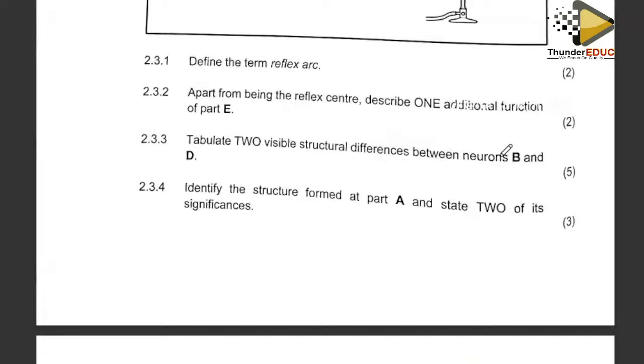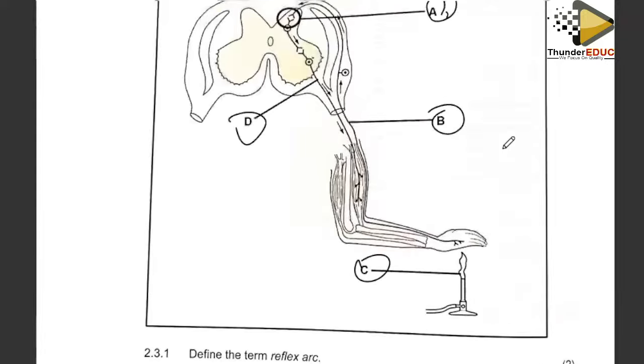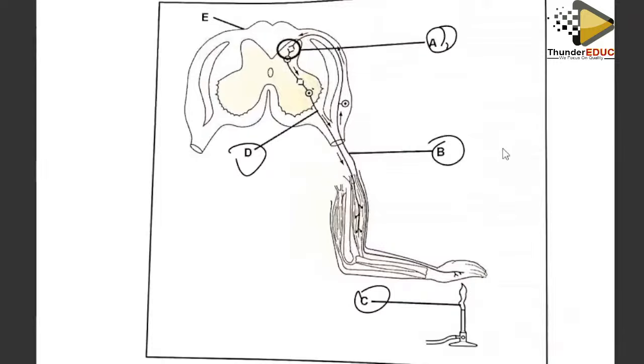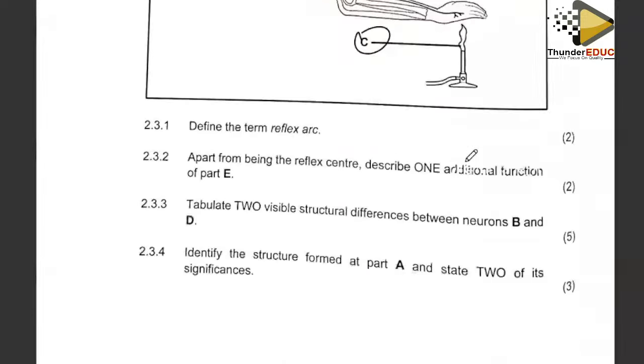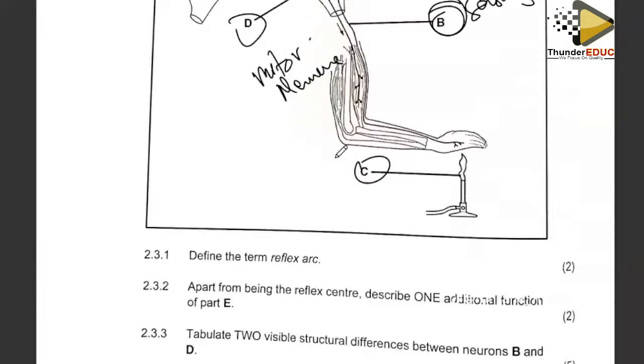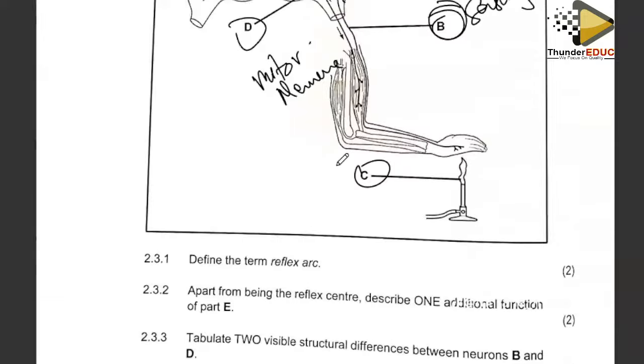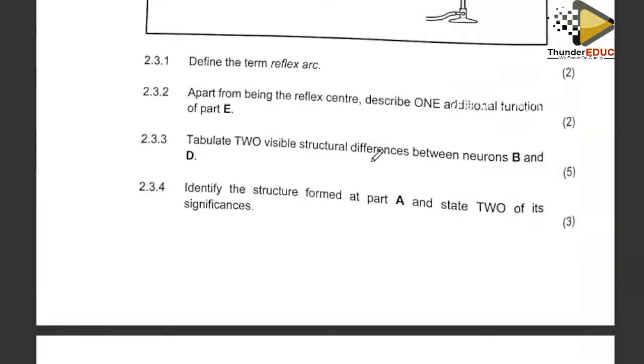Tabulate the visible differences between neuron B and neuron D. Neuron B, you see the impulse is going in, so it means this is the sensory neuron, while neuron D is a motor neuron. So they are looking for the differences between the motor neuron and the sensory neuron. They say tabulate. Let me go back. Tabulate means that you're supposed to give clear, clear, clear differences. They're saying visible.